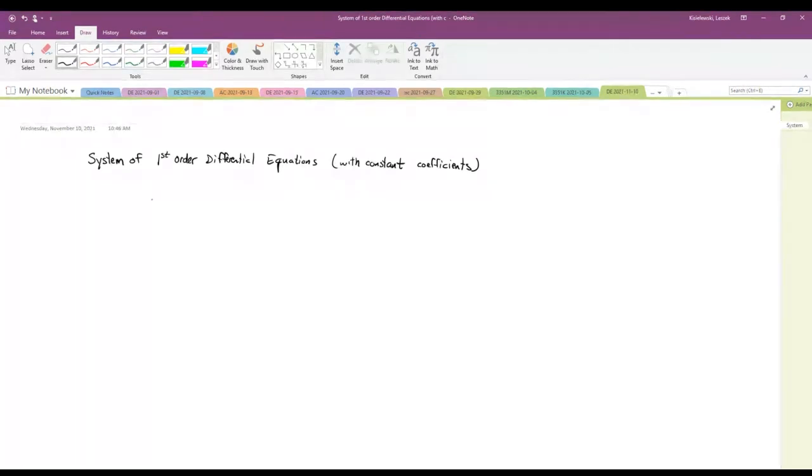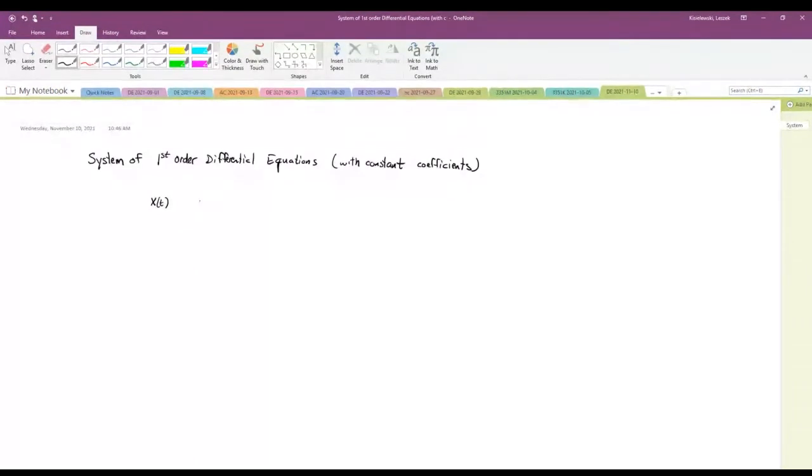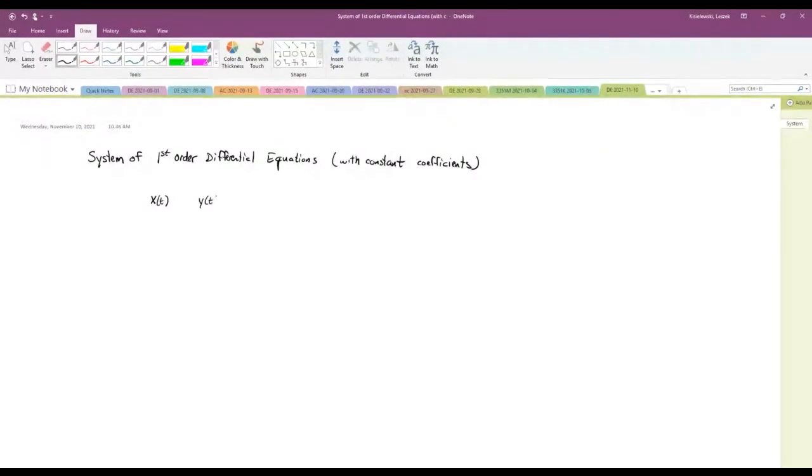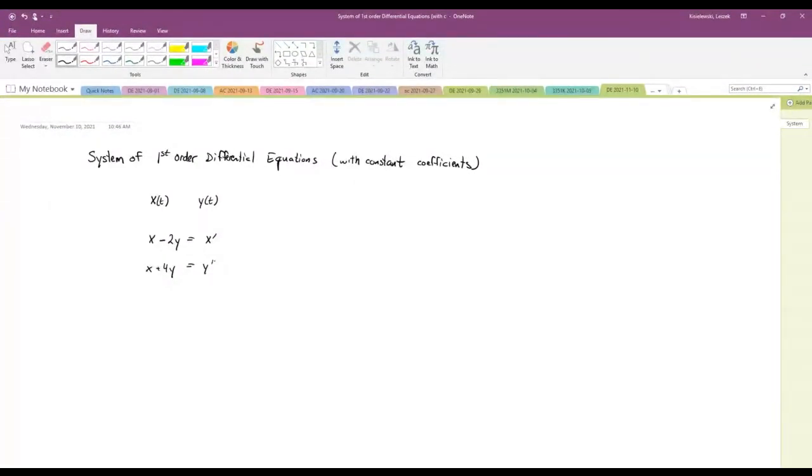Suppose that x and y are both functions of independent variable t. Maybe you have the following system: x minus 2y is equal to x prime, and x plus 4y is equal to y prime. So both of those are first-order differential equations, but we have two unknown functions, x and y.